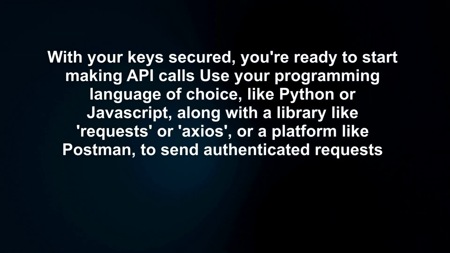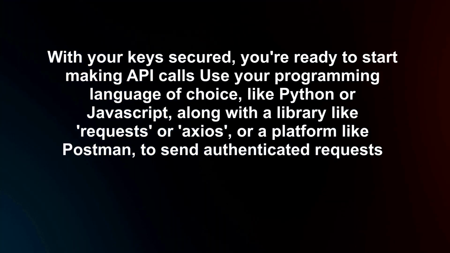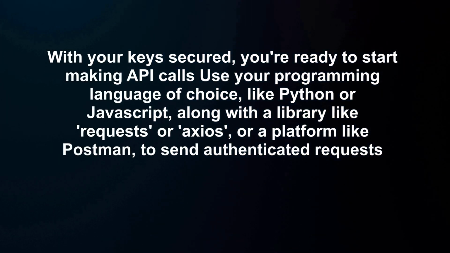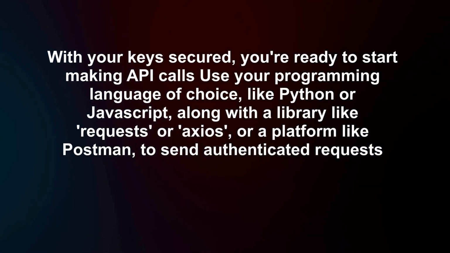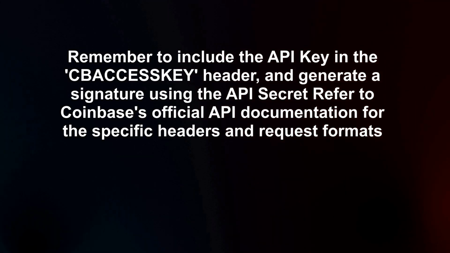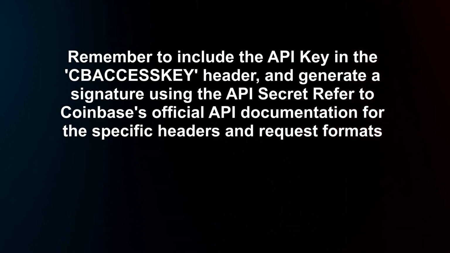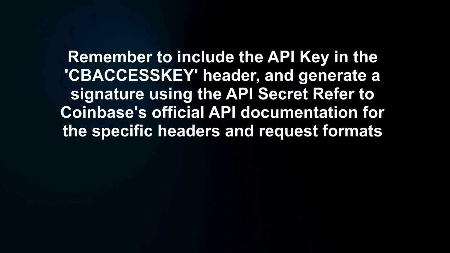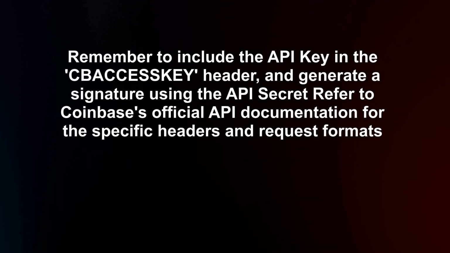Use your programming language of choice, like Python or JavaScript, along with a library like Requests or Axios, or a platform like Postman, to send authenticated requests. Remember to include the API key in the header, and generate a signature using the API secret. Refer to Coinbase's official API documentation for the specific headers and request formats.